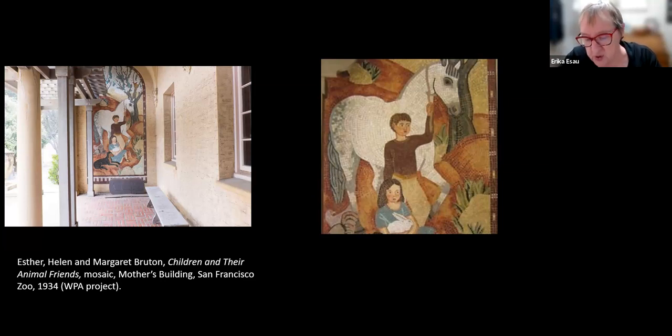Helen, who then recruited her sisters as assistants, was commissioned to make the murals for the Mothers Building at the San Francisco Zoo. And they chose as their medium here mosaics, not the large tiles that Helen had used at USC, but old-fashioned small tiles, as in ancient mosaics. And this was also their medium for their next WPA commission. And they were able to choose their subjects.